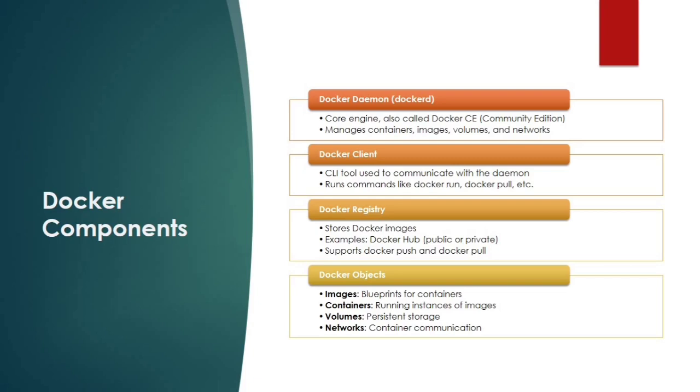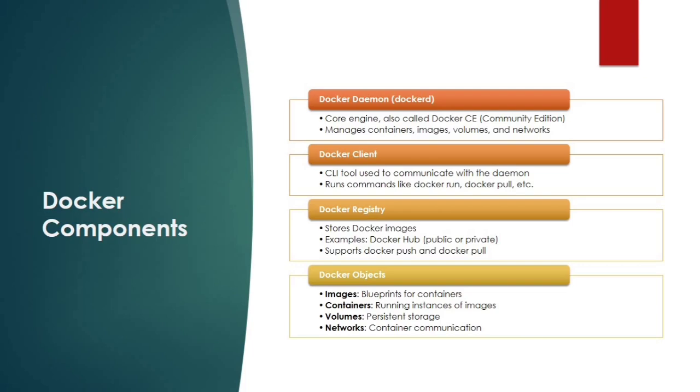Next is the Docker registry, a repository to store Docker images, for example, Docker Hub. These repositories can be public or private. You can push or pull images from these particular registries.